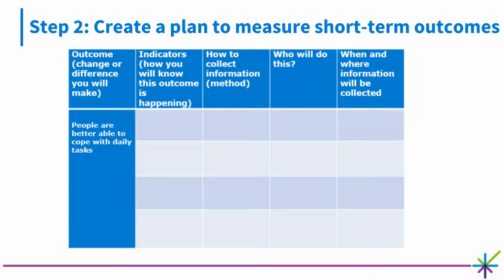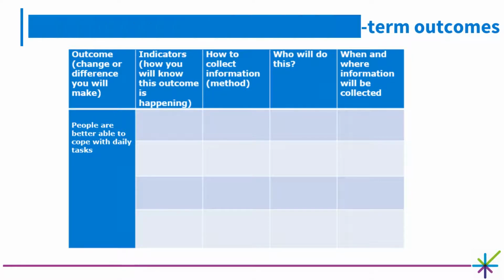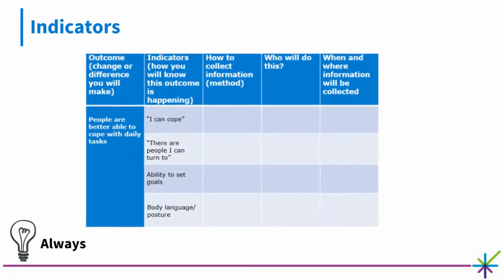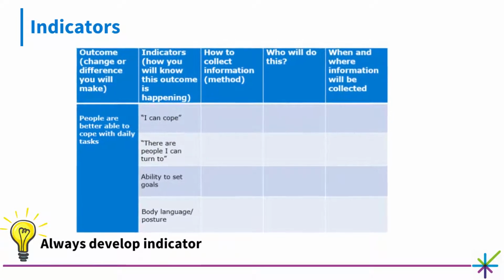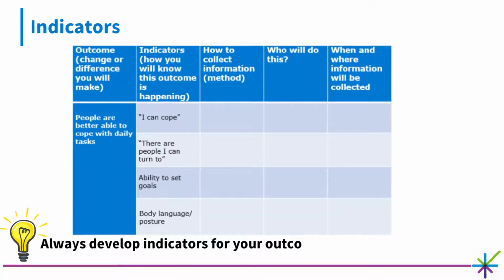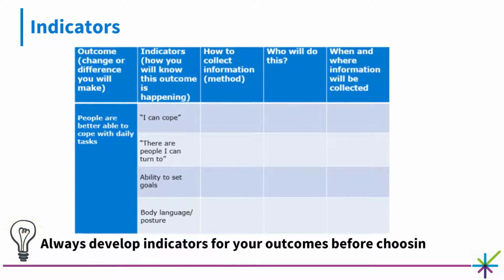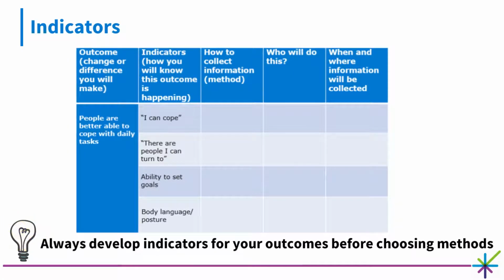Now you are ready to set clear indicators that help show when outcomes have happened. Indicators. Indicators are the things you measure to find out whether you have achieved your outcomes. They will give you clues about what kind of evidence you need to collect. Essentially, they indicate that the outcome is happening.